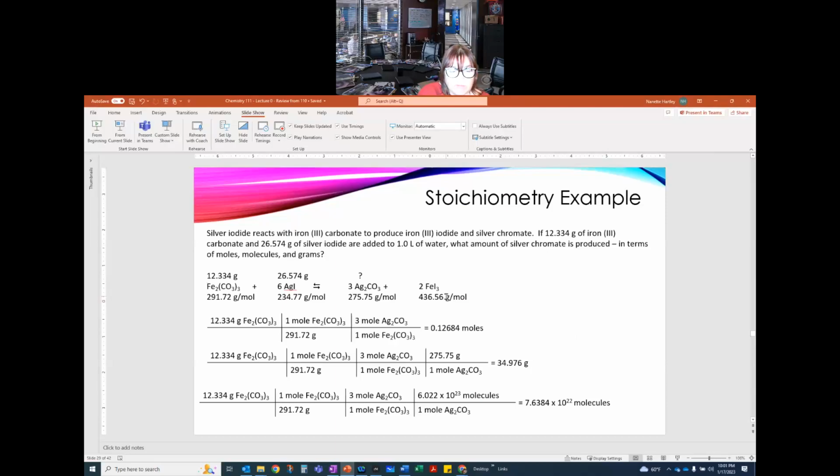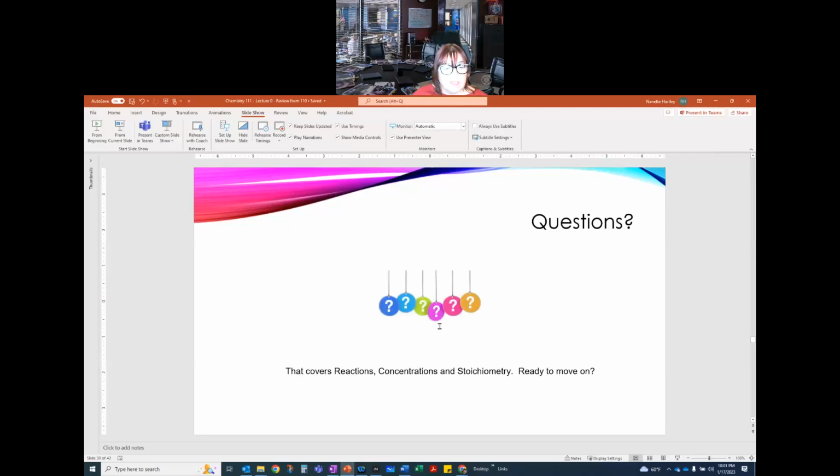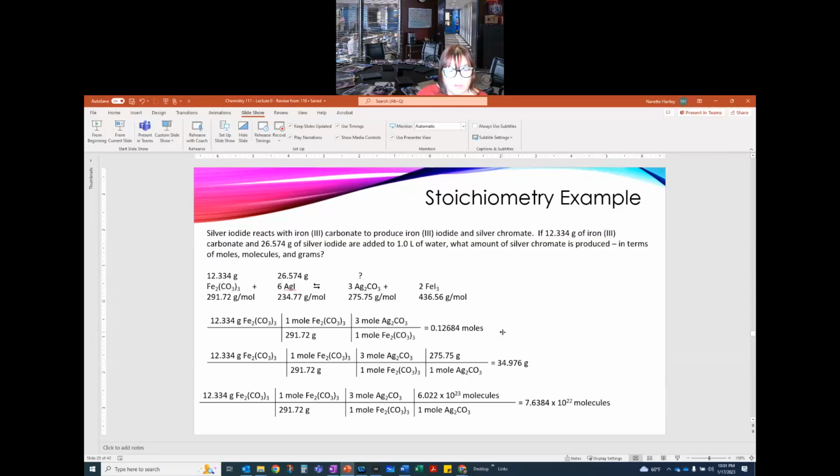Now, this is a limiting reagent problem, okay? And I did this solely for the iron. Now, should I have done it for both? Absolutely, I should, but I didn't. So at this point, I do 12.334 grams of iron 3 carbonate. I divide that by the molecular weight to get the number of moles of iron 3 carbonate.